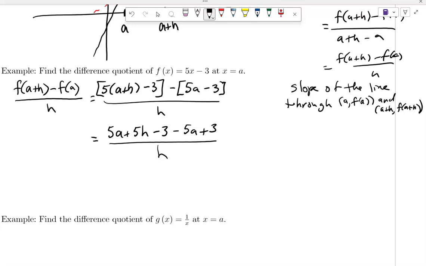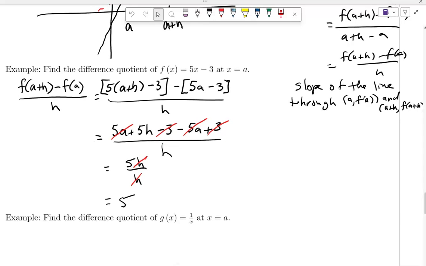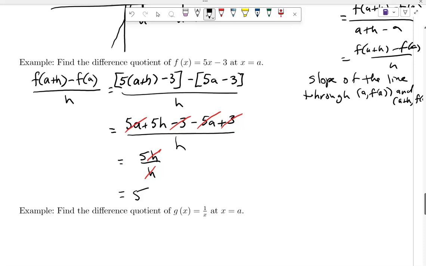Anything nice happen in your numerator? The 5a and the 3 both cancel out, right? So all we're left with is 5h over h. What can we do now? I divide out the h's, right? And we get 5. So we get a specific number in this case. We do need to be a little bit careful. Starting off this problem, what number can you not plug in for h? 0, right? So at the very, very end, we want to say that our h is not equal to 0.